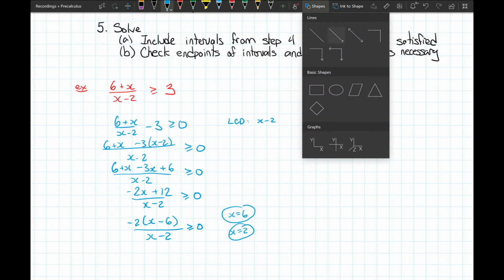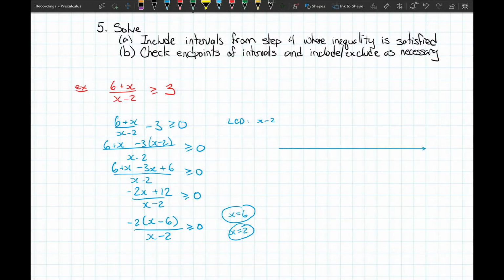Now it's on to drawing a number line. We will include these two values, 2 and 6, and make sure that we know that, in fact, we cannot let x equal 2.